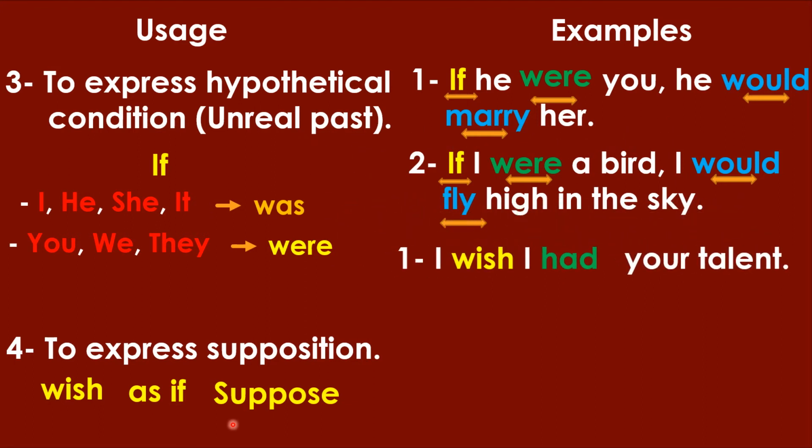Let's have a look at some examples. I wish I had your talent. Here, we have wish, and I had your talent. And by the way, I takes have. Okay. يقول معناها أتمنى لو كان عندي نفس مهارتك. المعتاد ان احنا نقول I have.